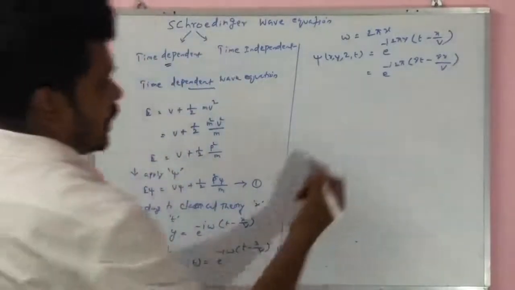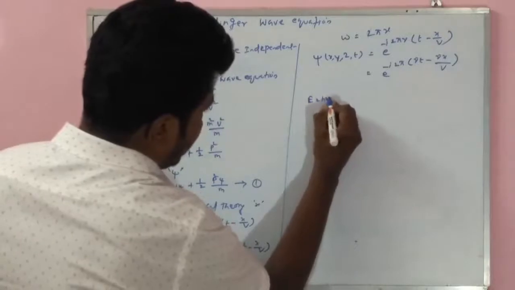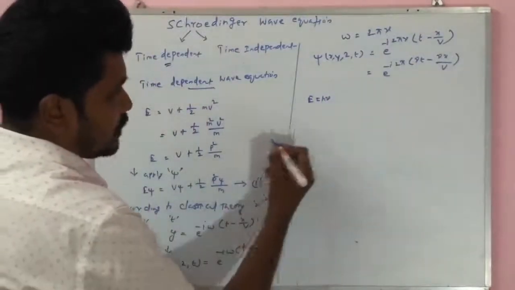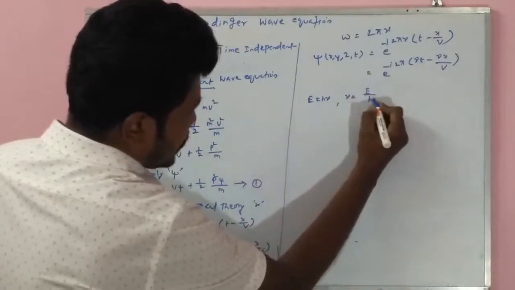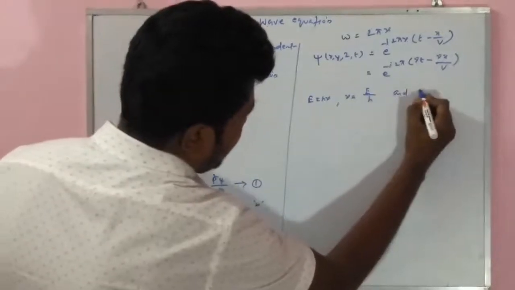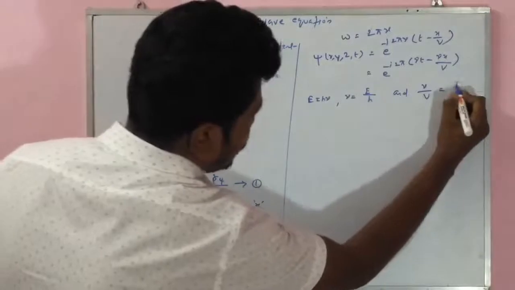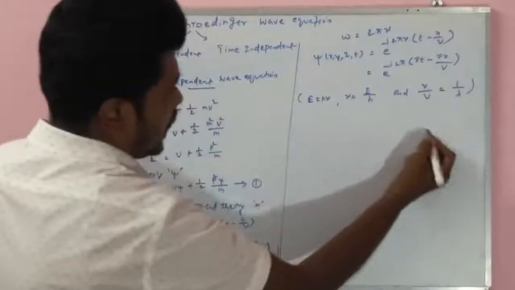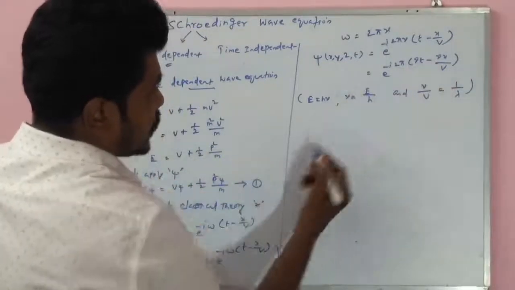Okay, so here just apply E is equal to h mu. We already know that energy formula. E is equal to h mu, and mu is equal to E by h. And mu by v is equal to 1 by lambda. So just apply that: the value for 1 by lambda is mu by v, and mu is E by h.